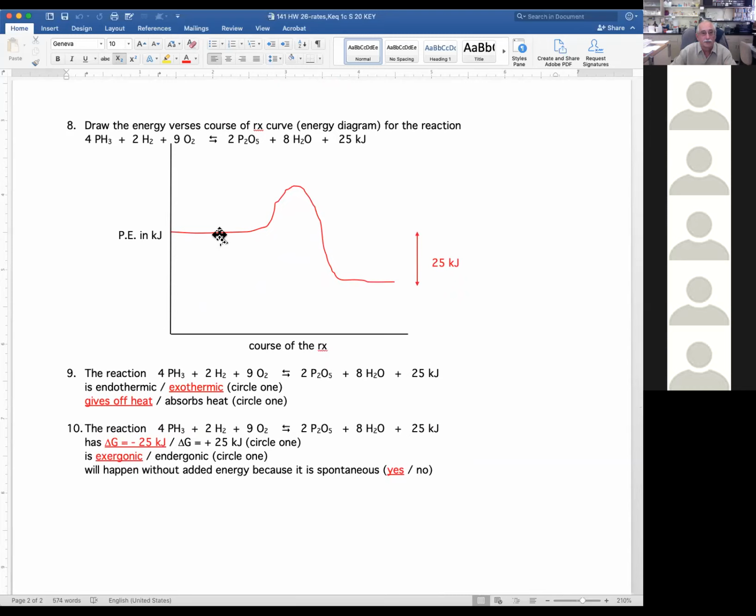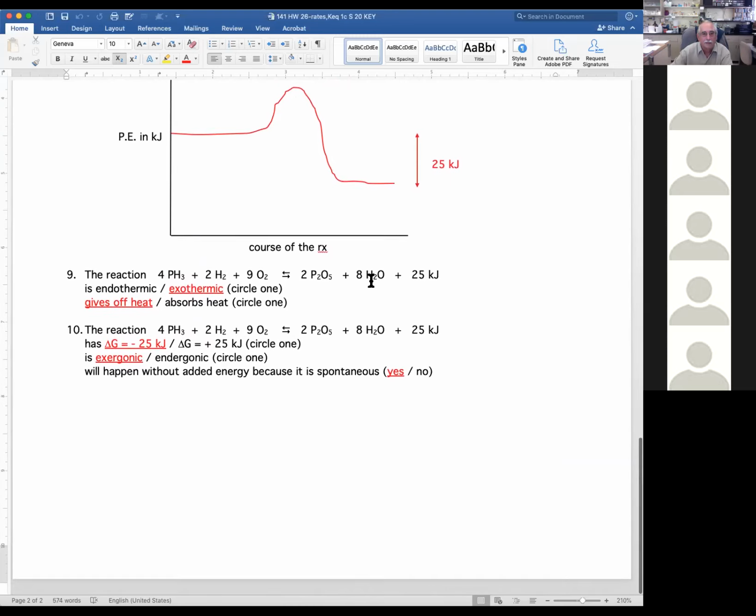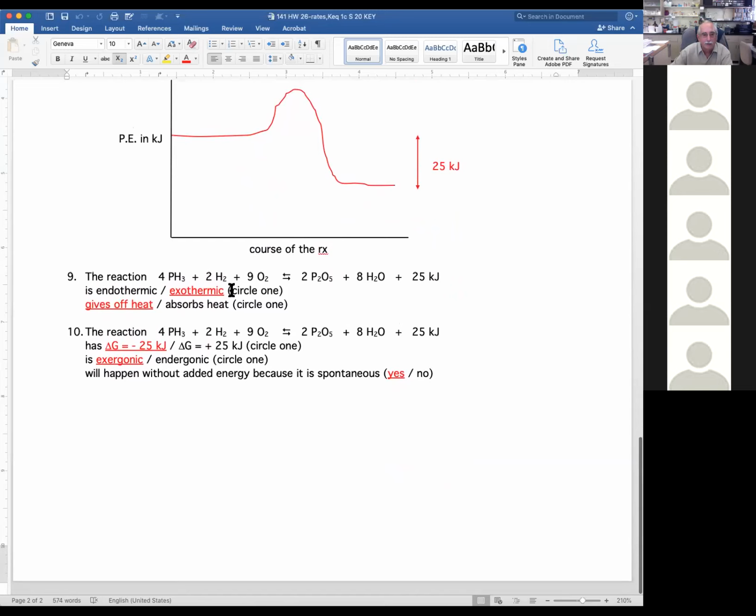Let's see, some questions about this. The idea here is that this is an exothermic reaction. There's more potential energy in the reactants than there is in the products. So where would that energy go? It would be given off to the environment. So that same reaction is exothermic, it gives off heat. The delta G would be negative 25 kilojoules, and it's exergonic.